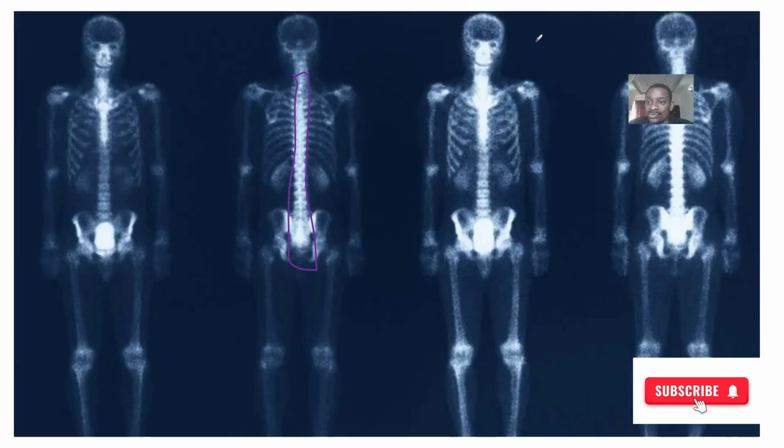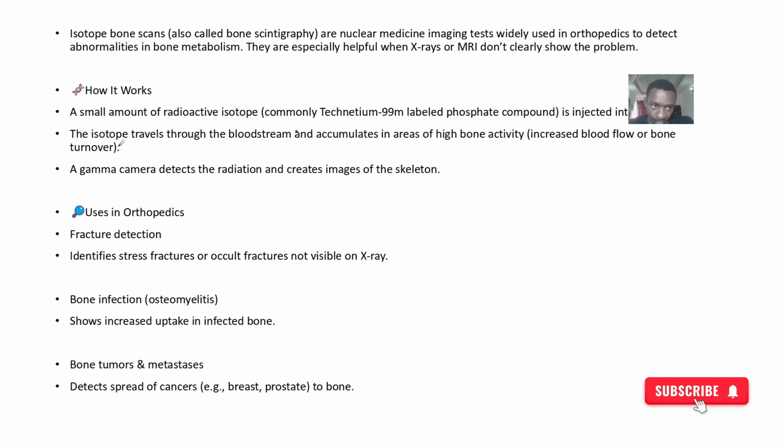and they usually help you to look at places where bone activity is high. So the place that has been highlighted is not just for play, it's to see that there's high bone turnover at that place. A small amount of radioactive isotope, a technetium-99m labeled phosphate compound, is usually injected into the vein. The isotope travels through the bloodstream and accumulates in places where there's high bone activity, bone turnover.